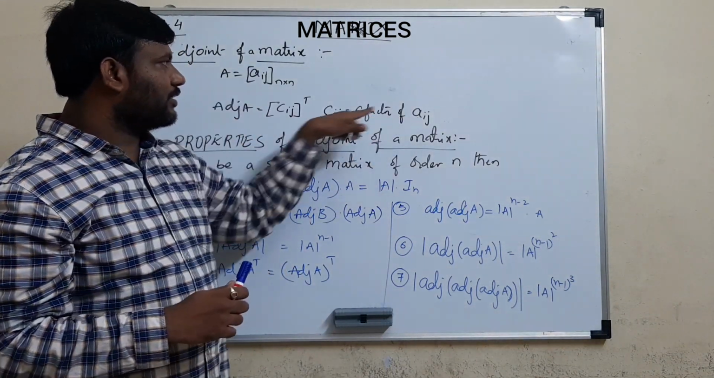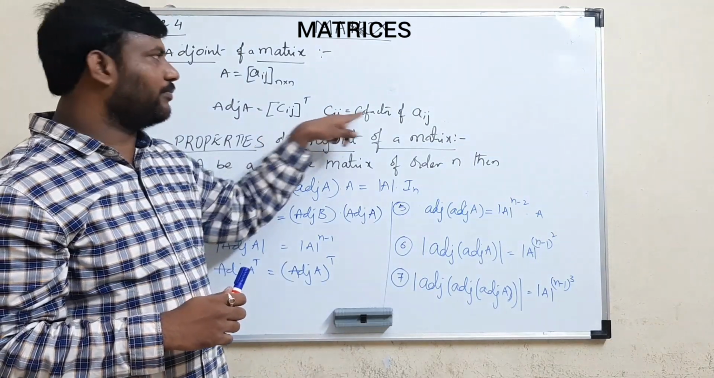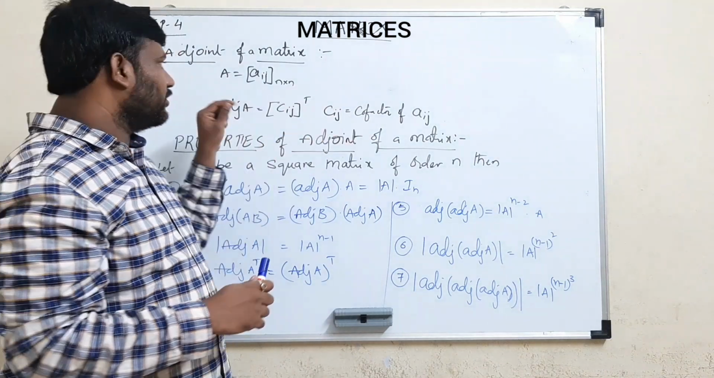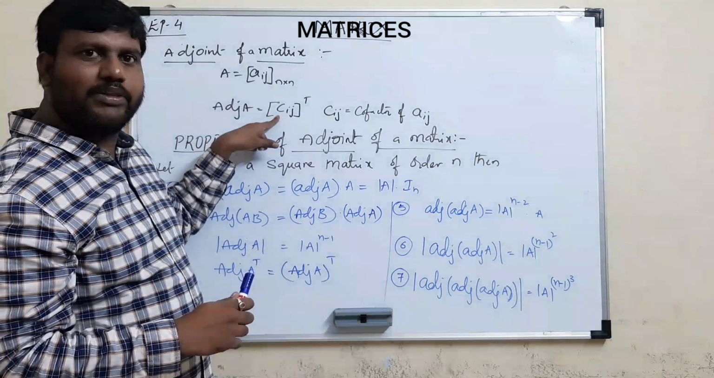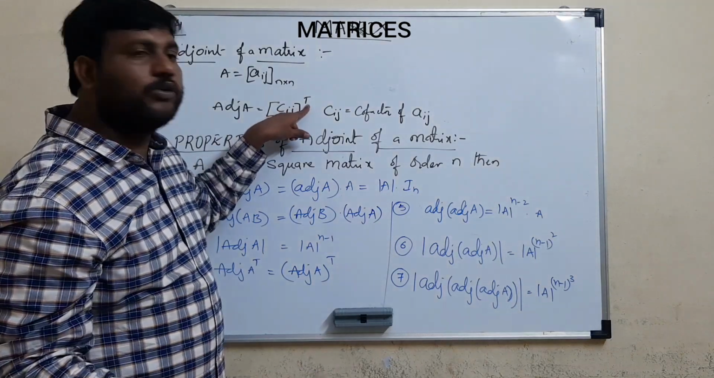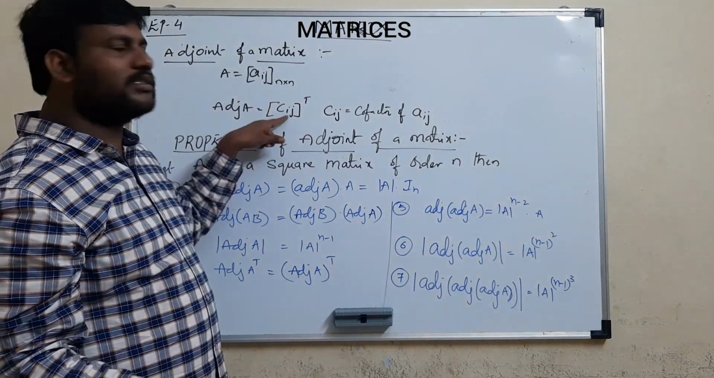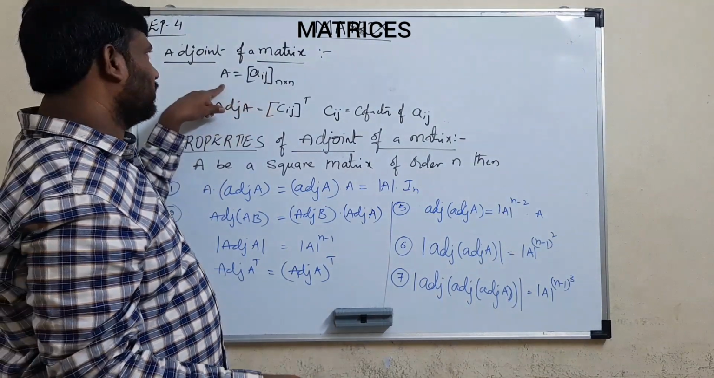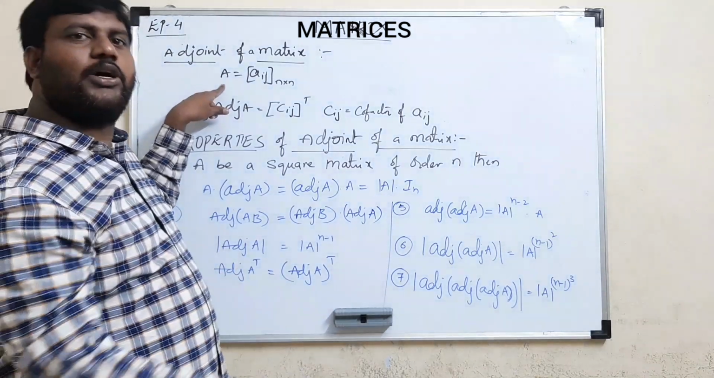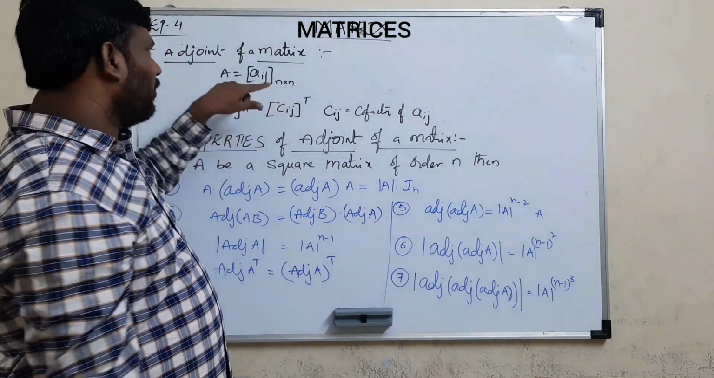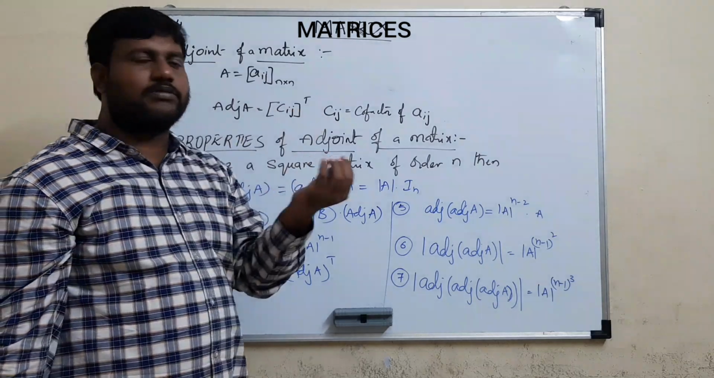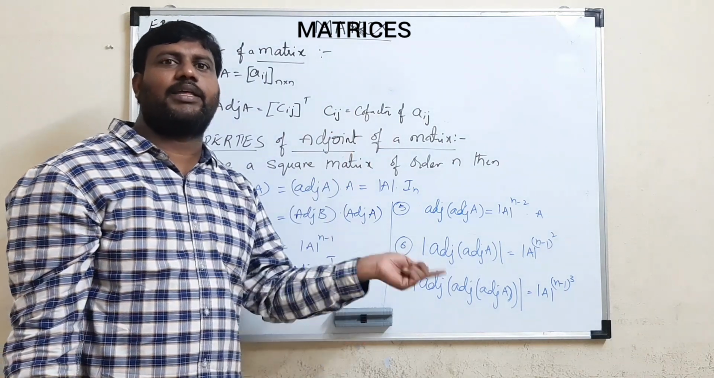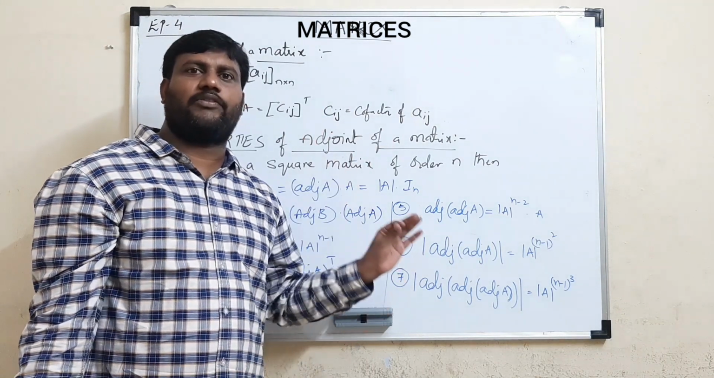Let us see, Aij element cofactor will be Cij. Suppose I consider, that means A11 cofactor will be C11, A12 cofactor will be C12, etc. So we are replacing each and every element with its corresponding cofactor, and after that we have to do the transpose. The resultant matrix is nothing but adjoint A. The order should be a square matrix only. So for finding the adjoint of a matrix, we always need to consider a square matrix of order n. Then the transpose of the matrix of cofactors is nothing but the adjoint of a matrix.